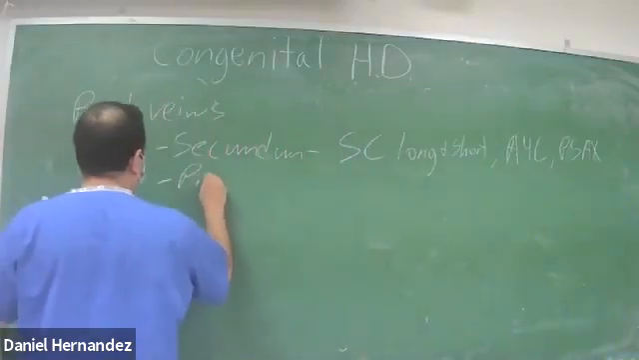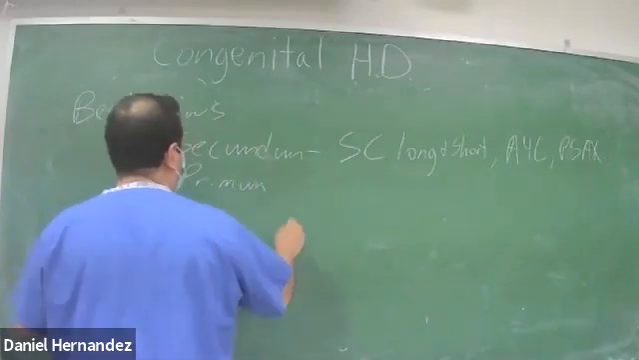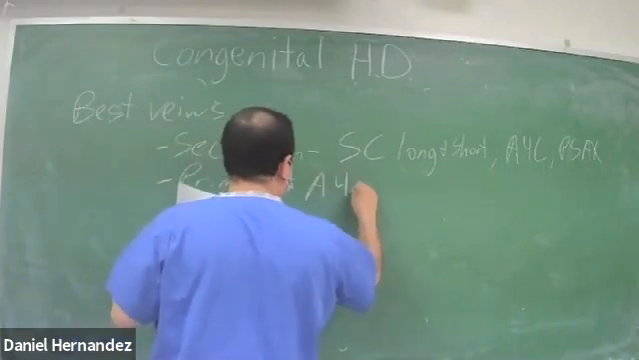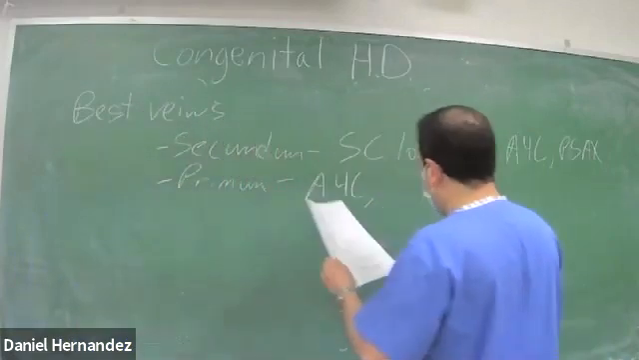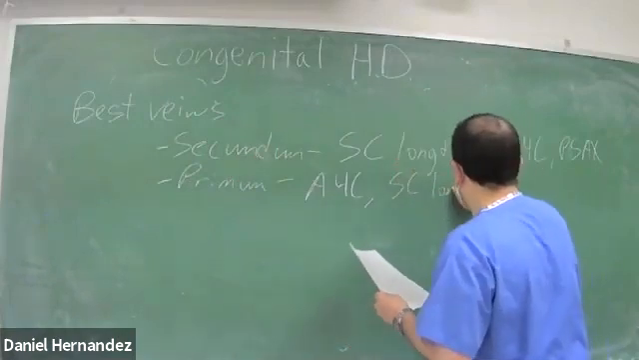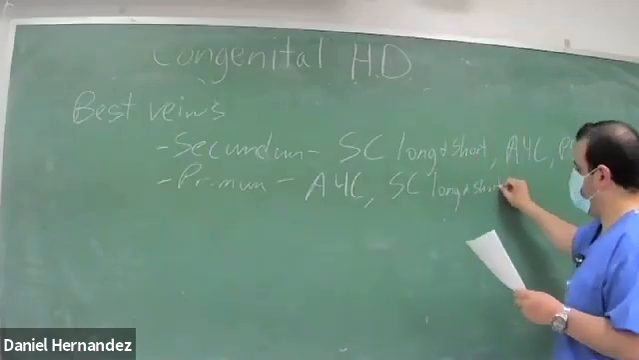Our primum ASD: our apical four-chamber and our subcostal long and short.